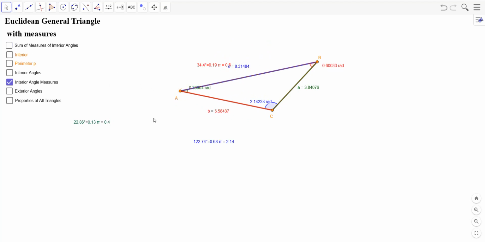So those are some general properties of triangles, and we'll continue on to look at some specific congruence properties here as we go forward in the rest of these videos.